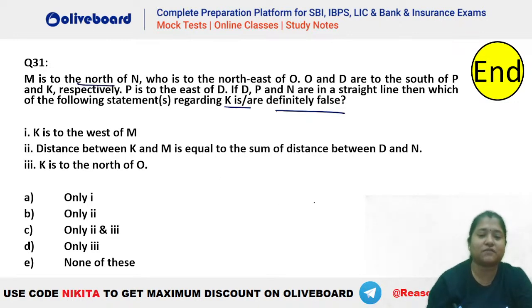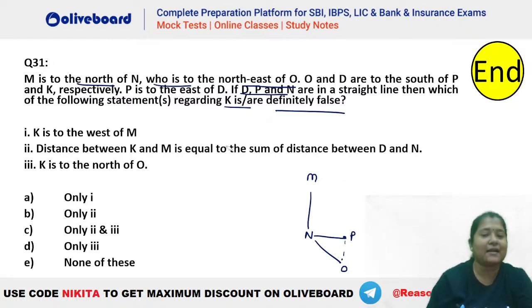So M is to the north of N. Okay, let's say this is M here. M is to the north of N, something like this. N who is to the northeast of O. So N is to the northeast of O will be like this. Now what is given here? O and D are to the south of P and K respectively. So O has to be towards the south of P here. Okay, this is your P, let's say. And we know that D, P and N are in a straight line. That means your P has to be here. This has to be your P, right? Because D, P and N are in a straight line. So this will be your P here.